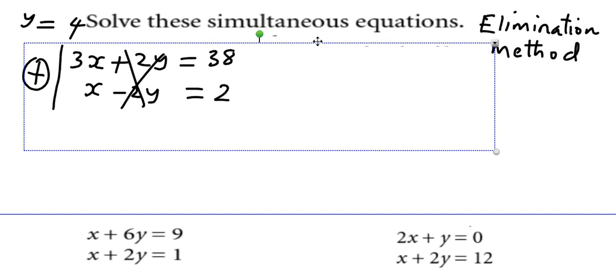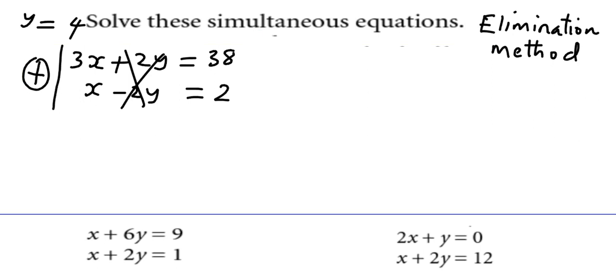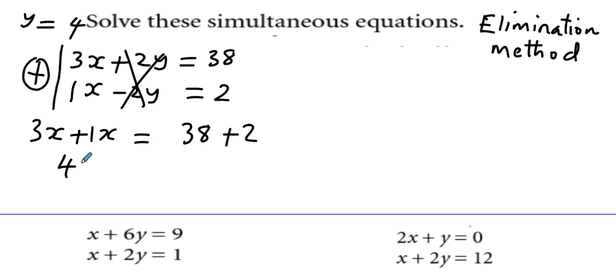Okay, so we have that. So 2y plus negative 2y is 0. So now let us proceed here. Keep 3x plus 1x. That will be equal to 38 plus 2. See that? So 3x plus 1x, this will be 4x equals 38 plus 2.